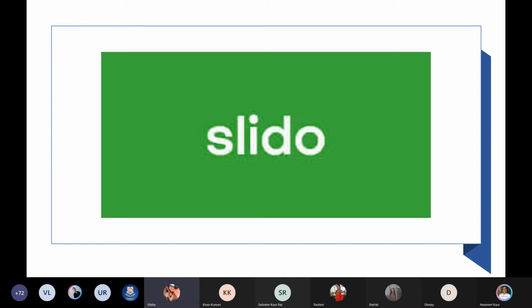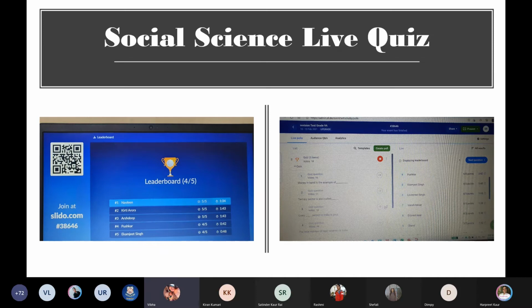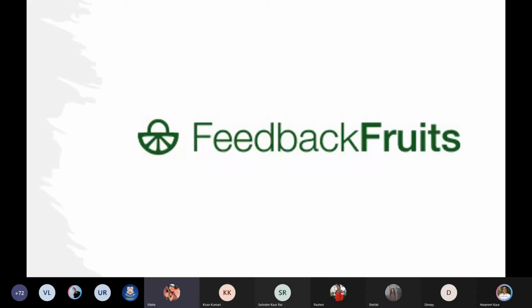Actually, I was muted. The next tool is Slido. Again, a very interesting tool, and you can see the leaderboard on the screen. You can see the responses on the screen, and it's a kind of live quiz which was used by social science teachers, both Sindar Kaur Rai and Sindar Kaur ma'am, while taking the revision sessions of class 8th. And here are the pictures. We can share the code with the help of a QR code also. The next is Feedback Fruits.